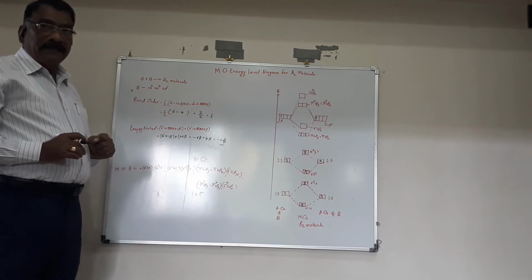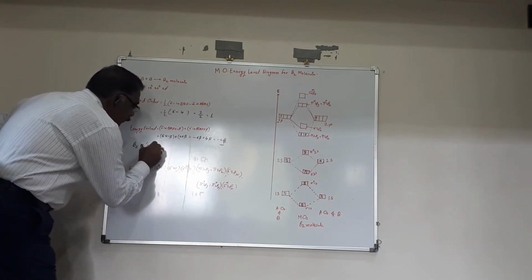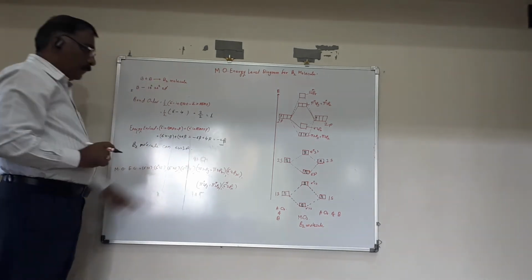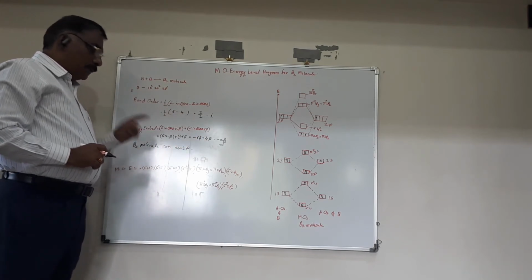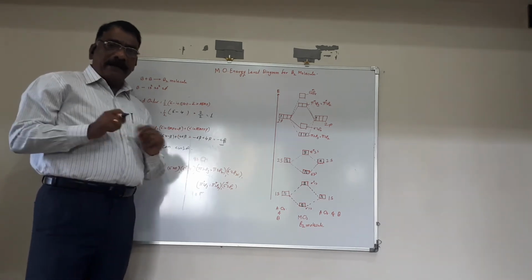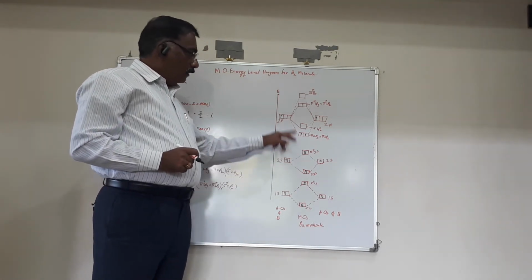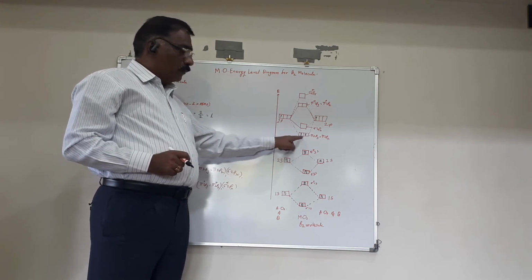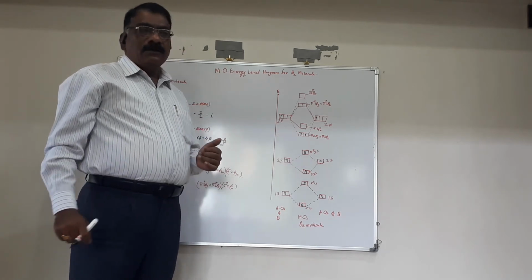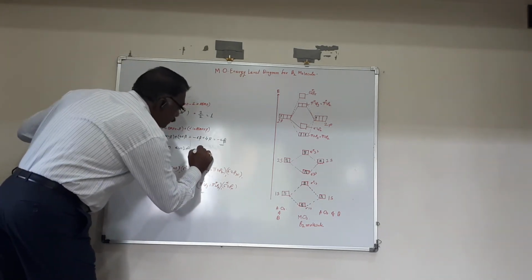Thus this B2 molecule can exist. That means it will get stabilized. It has a bond order of 1, a single bond. Then we are going to see the magnetic property. Is this molecule paramagnetic or diamagnetic? When we consider the MO energy level diagram, it shows that there are 2 unpaired electrons in the bonding molecular orbitals. That means, as there are unpaired electrons, the B2 molecule is paramagnetic.